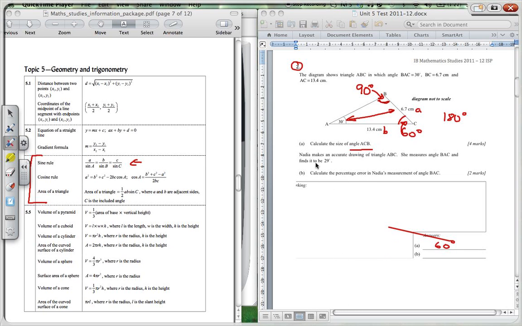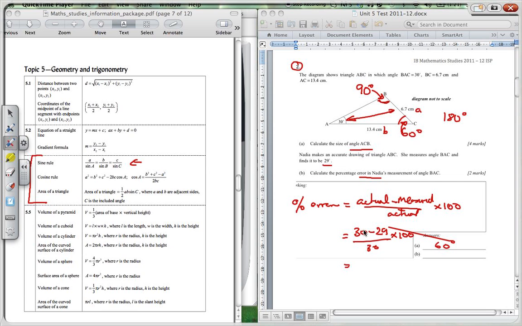Then it says over here, Nadia makes an accurate drawing of the triangle ABC. She measures BAC to be 29 degrees. Calculate the percentage error in Nadia's measurement. Now, whenever you're working out percentage error, it's actual minus the measured value, over the actual, times 100.